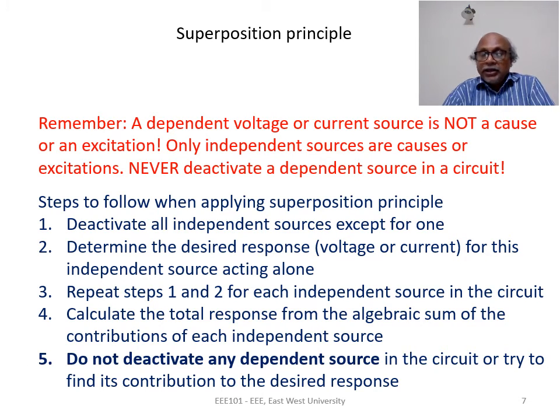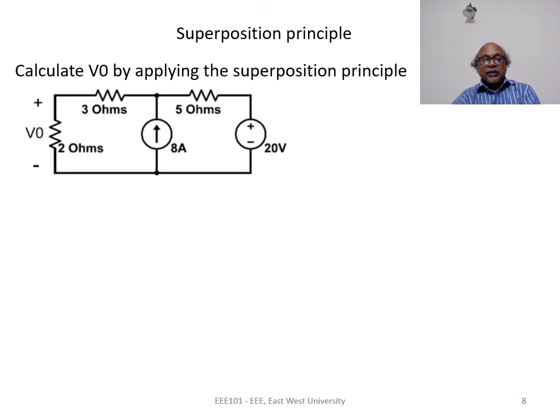Once all the independent sources' contributions acting alone have been calculated, the total response is equal to the algebraic sum of all the contributions from each independent source. And in this process, we remember not to deactivate any dependent source in the circuit. The dependent sources always remain active when we perform steps 1, 2, and 3. We now look at an example.